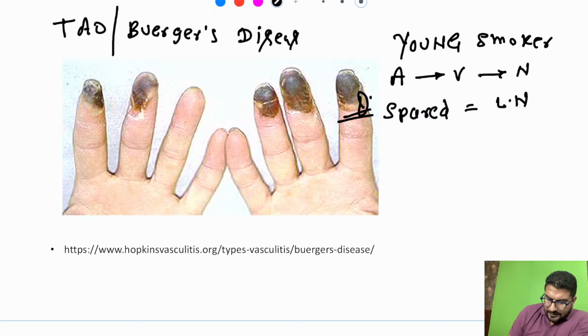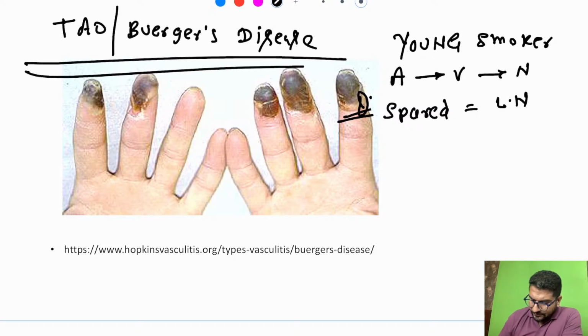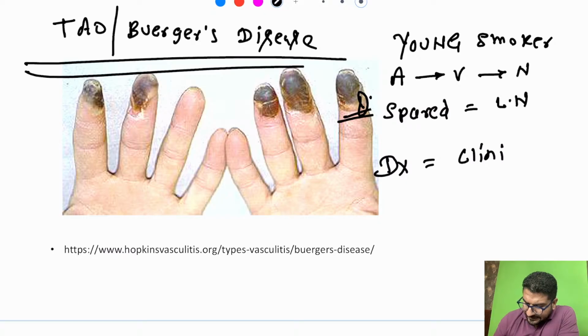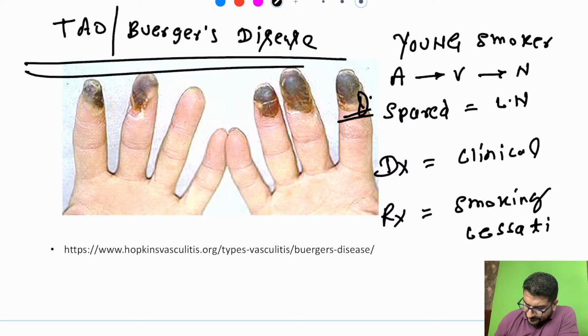Berger disease. अब मुझे बताओ how you are going to diagnose this. So उसका डायग्नोसिस क्लिनिकल है, you don't need any other testing. And how you are going to treat this? So it is a complete smoking cessation. स्मोकिंग सिजेशन के लिए क्या करोगे?